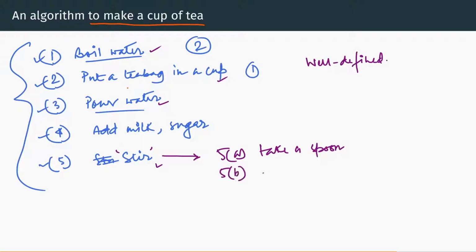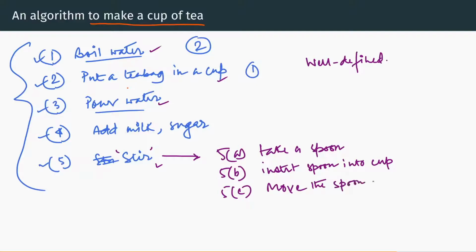5B, right? Insert spoon into cup. I don't know. Into cup. 5C. Move the spoon in a clockwise rotating motion or something, right? Move the spoon in a clockwise motion or something. I don't know. I'm just making things up.